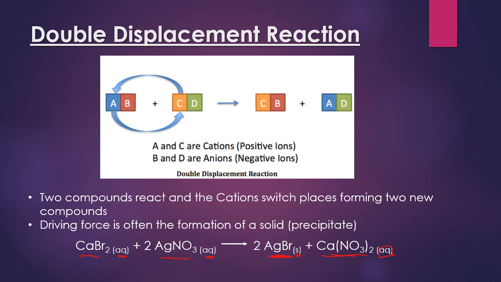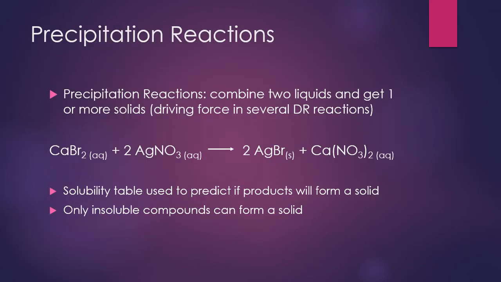Well, how do we figure out if a solid forms or not? These reactions, since they form a solid, are often referred to as precipitation reactions. So what is a precipitation reaction? It's when you combine two liquids and you get out a solid. A precipitate is just another word for a solid. So if I say I mixed these things together and out came a precipitate, what I'm saying is out came a solid. I saw a solid form.